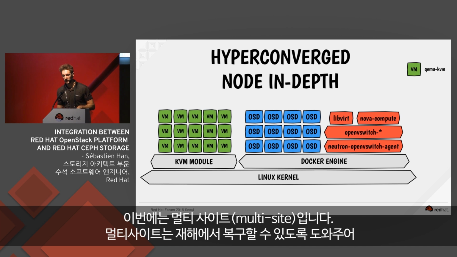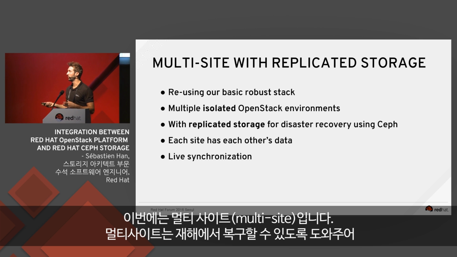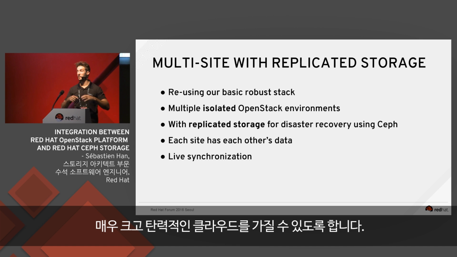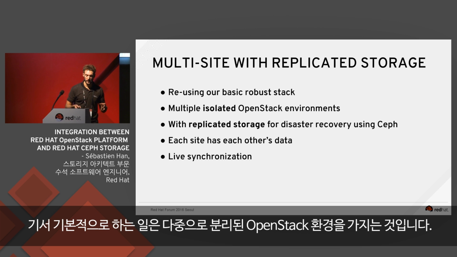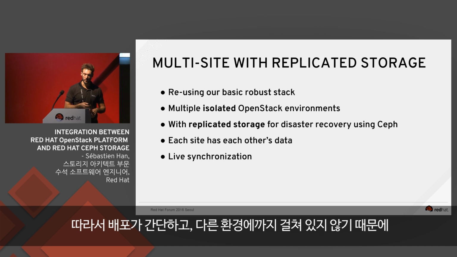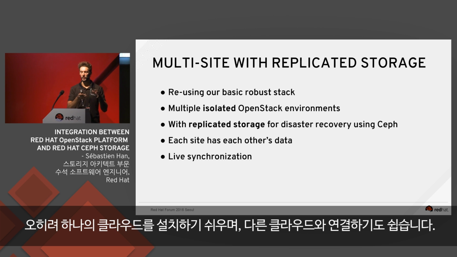Now, multi-site. Multi-site is really crucial, as it allows us to recover from disaster and to have a really big, scaling, elastic cloud. What we do here is we basically reuse the OpenStack stack that we have been developing for several years with the Ceph integration. We have multiple isolated OpenStack environments. So it's simple to deploy, and we don't do any stretched environment. It's really easy for us to deploy a single cloud and then connect it to another one.